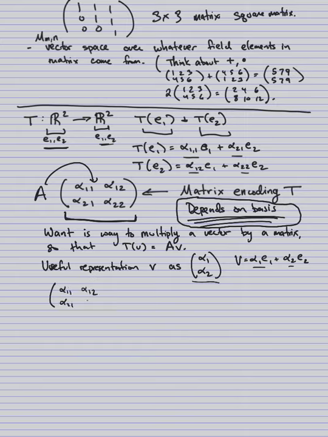Okay, so anyways, what we would like is a way to represent alpha 1,1, alpha 1,2, alpha 2,1, alpha 2,2, and I've realized that I'm going to have too many alphas here, so let me just change these to betas, okay?